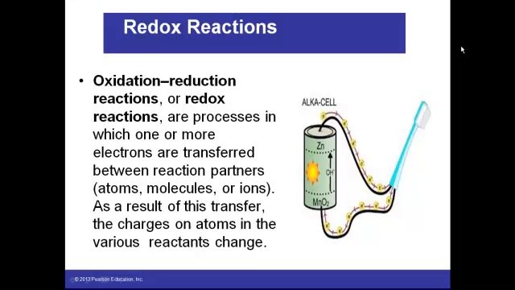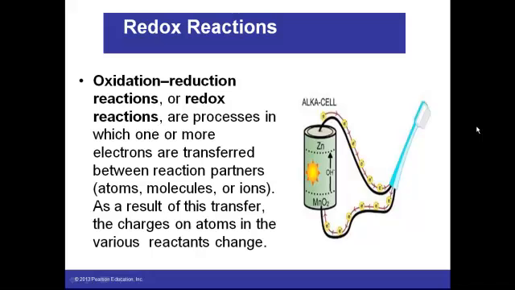So these can be atoms, molecules, or ions, and they result in these particles having different charges at the end of the equation. So on one side, the charge on a molecule will be different than it will be on the other side of the equation. So now we're going to take a look at a couple examples of redox reactions.